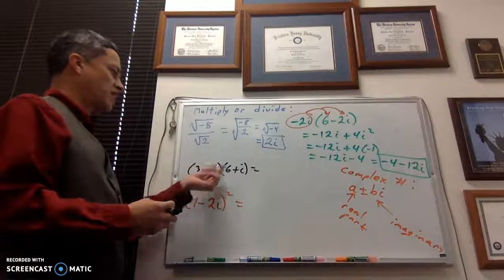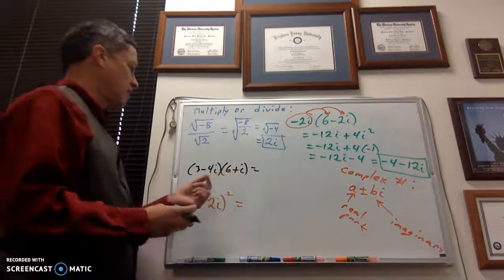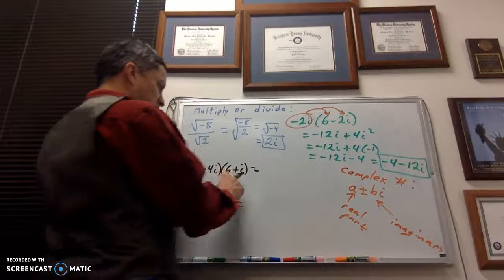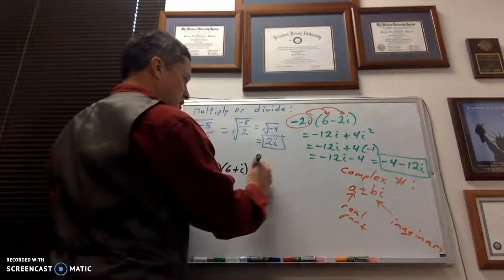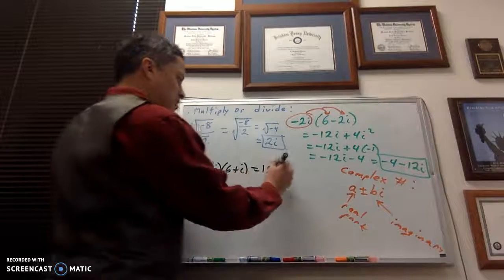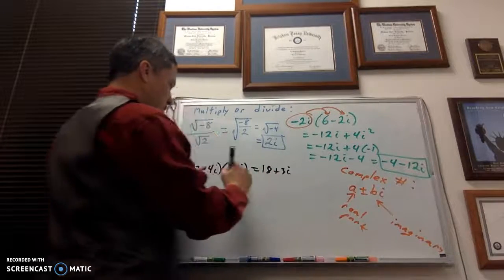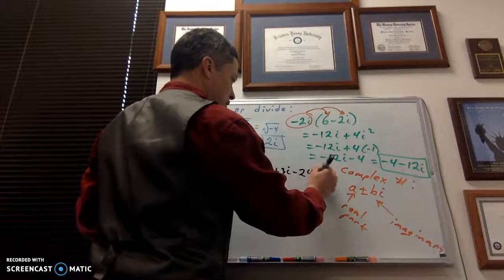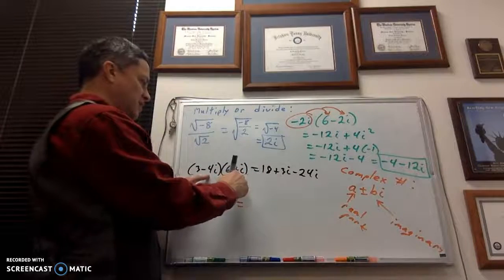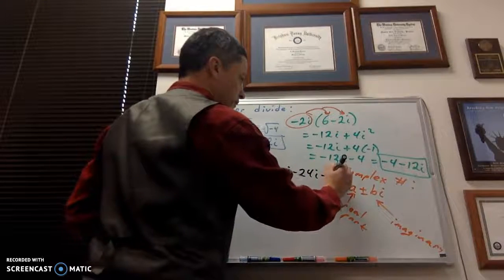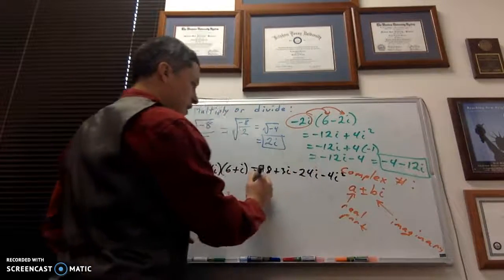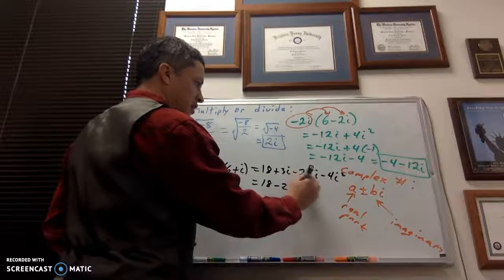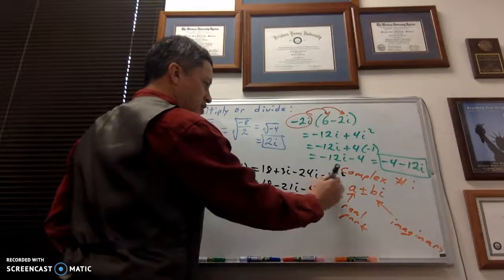3 minus 4i times 6 plus i. So first, outer, inner, last is kind of the mindset we want to go with. 3 times 6 is 18. 3 times i is 3i. Negative 4i times 6 is a negative 24i. And then negative 4i times i is a negative 4i squared. Combining like terms, 18 minus 21i minus 4i squared.